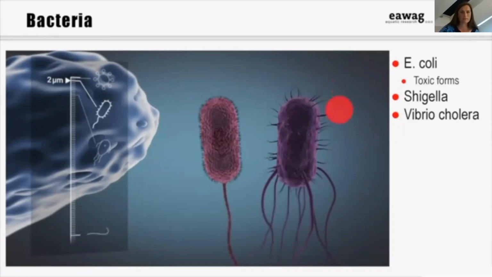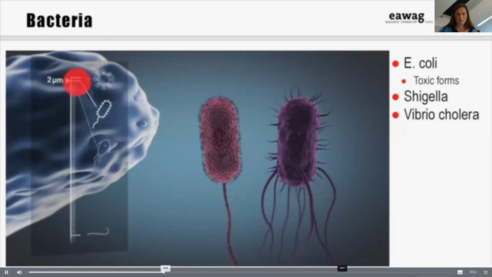Here you see the E. coli and Vibrio cholera bacteria. They, like most bacteria, are about 1 or 2 microns in size. E. coli is universally found in human and animal feces, but is normally not pathogenic. In fact, E. coli is the preferred indicator bacteria used to demonstrate fecal contamination.